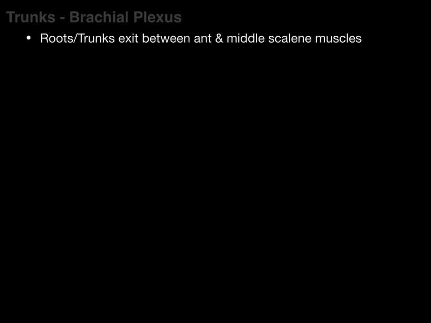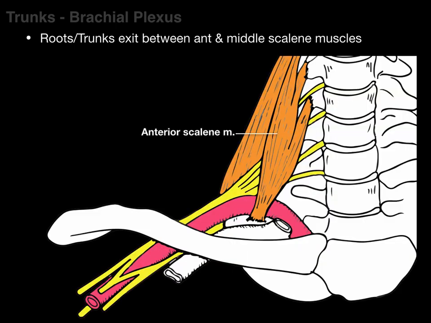Now, the roots and trunks together exit between our anterior and middle scalene muscles. So there we have our anterior and middle scalene muscles, and there are the brachial plexus roots and trunks just above the clavicle. And then as well, there's the subclavian artery that squeezes between those two muscles as well.